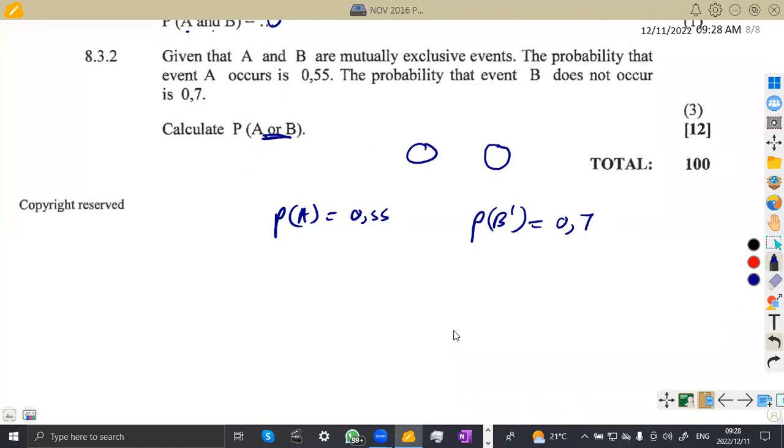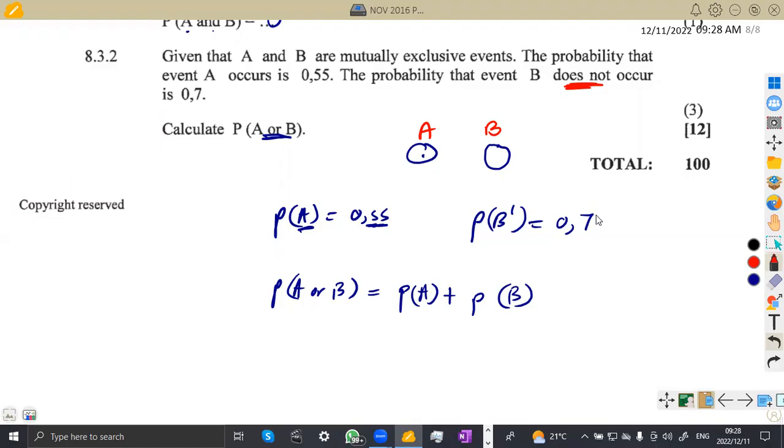All right, take note, these are mutually exclusive events, whereby we say that this is A and this is B, they are separate. So the probability of A or B is simply adding what we have in A plus the probability of what we have in B, because they are separate sets. Here we are given the probability of what is in A, which is 0.55. But we are not given B, we are given the probability of what does not occur in B. It's not in B, which is 0.7.